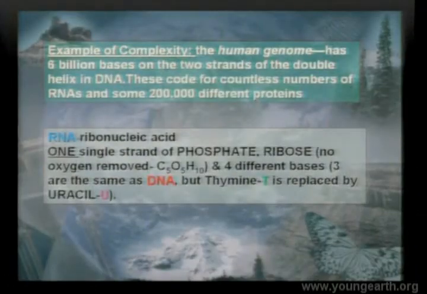Okay, so let's move on. Examples of complexity. The human genome. I'm sure you've heard about this. It has about 6 billion base pairs. Here now we're talking about in the DNA structure, right? With 2 strands of the double helix in the DNA. The code for countless numbers of RNAs. Now remember, those RNAs are coded from the DNA structures, right? So they code for countless numbers of RNAs and some 200,000 different proteins. That's what the genome does. And in this case, it would be the example of the human genome, but all genomes do that kind of thing.